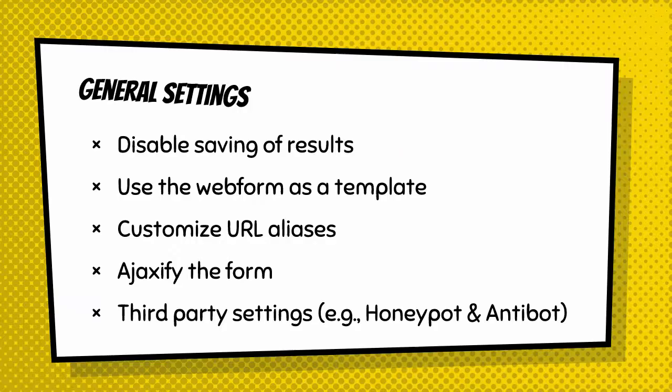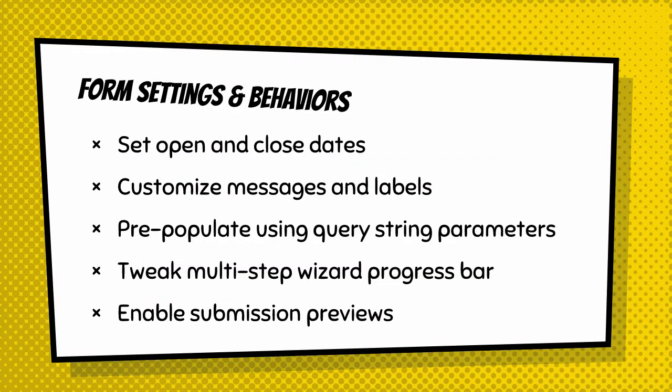And this is just a quick overview of these tabs, where general settings, you can even disable the saving of results. So the data, this is a really important feature, where if you're using a CRM, you could have the data never hit Drupal. It goes onto the server and then is just sent off to a remote server. This is where you would check off whether you want to use a web form as a template. You can customize the URLs. You can turn on AJAX support for forms. And then third-party settings usually go in the general tab, and a lot of them are tied to spam protection, which is like honeypot and antibot.